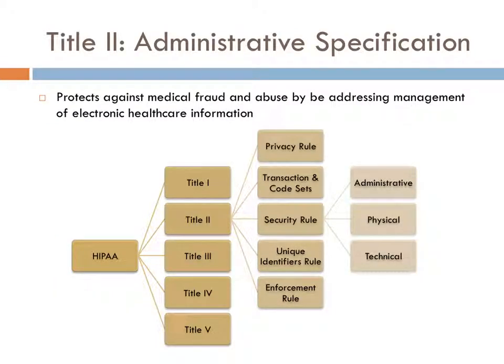Title II protects against medical fraud and abuse by increasing efficiency and effectiveness of the healthcare delivery network by establishing requirements addressing the management of electronic health information. And right here, this is just a simple flow chart regarding the different titles, 1, 2, 3, 4, and 5. And then in Title II, the administration specifications, there are different rules that we will be discussing. And from the security rule, there are the administrative, physical, and the technical sides, which we will get into.